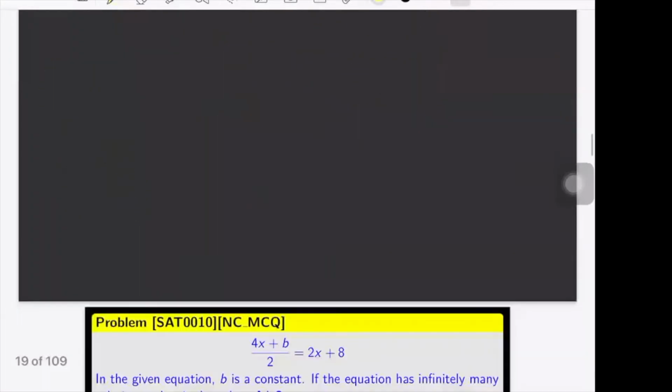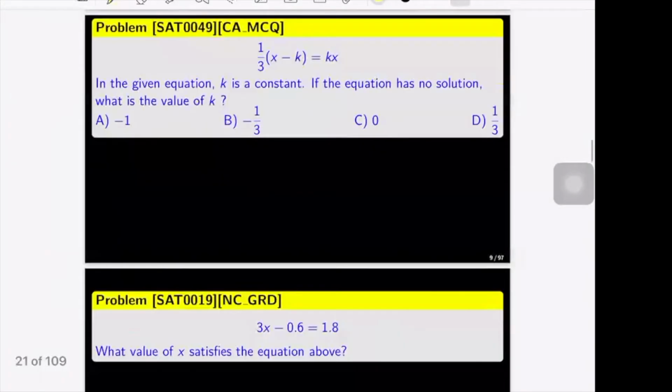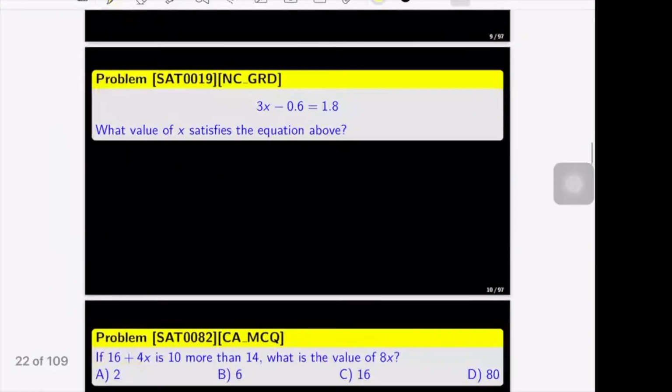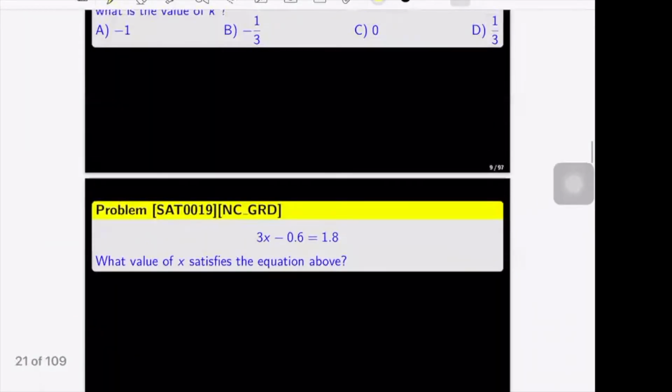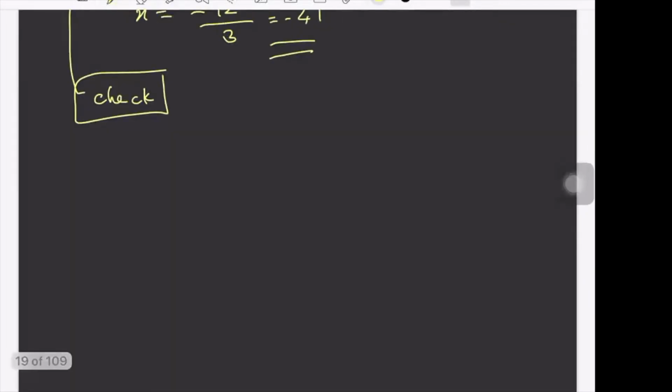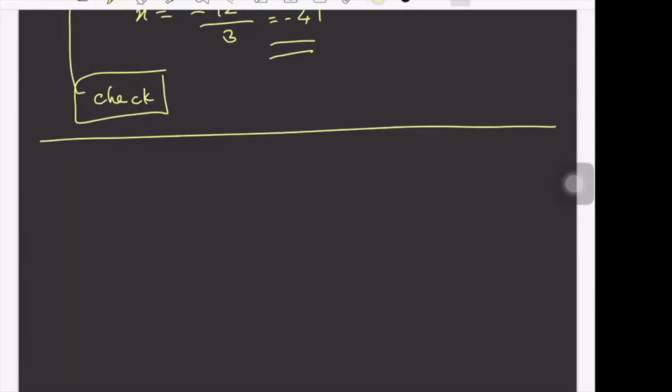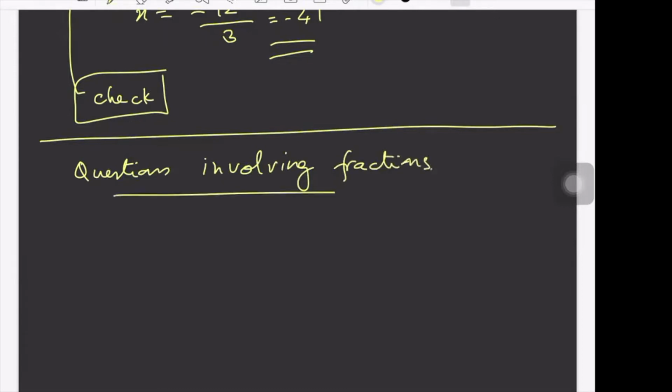Before that, let's see a similar type of question which involves fractions. Questions involving fractions. For example, q divided by 15 minus 1 by 5 is equal to 3 by 5.